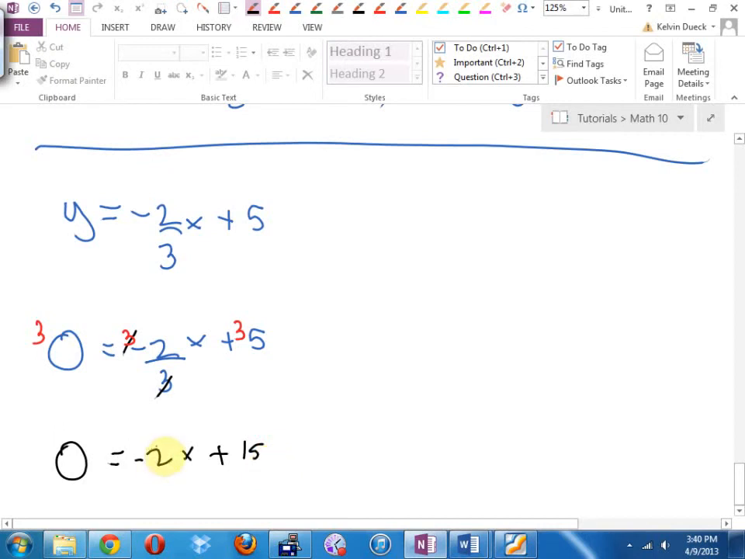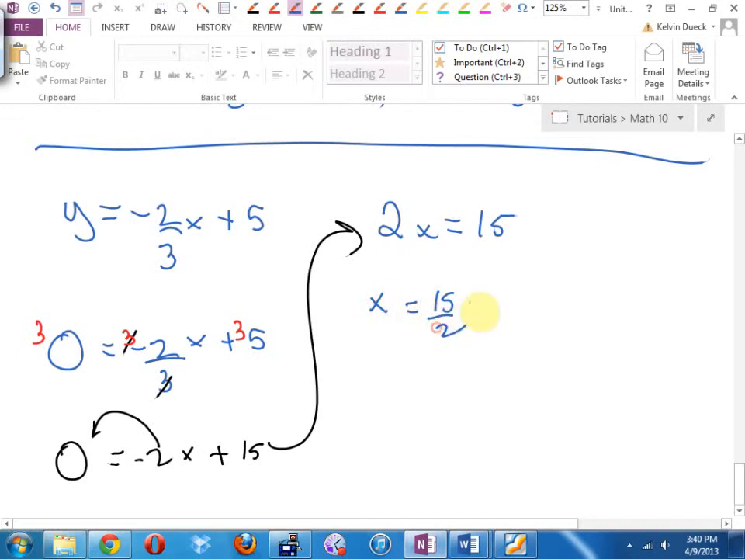I would probably plus the 2x to that side because it gets rid of a negative, and I'm going to make a dumb mistake with a negative. When you do that, you'll get 2x equals 15. Now what? Divide by 2. Turns out this one, because I made it up in my head, has a fractional x-intercept of 15/2 or 7.5, 0. That's what happens when I make these up on the fly.